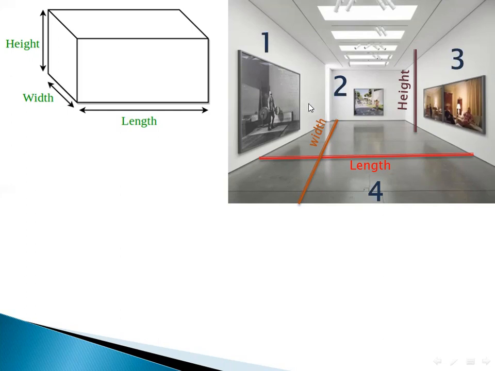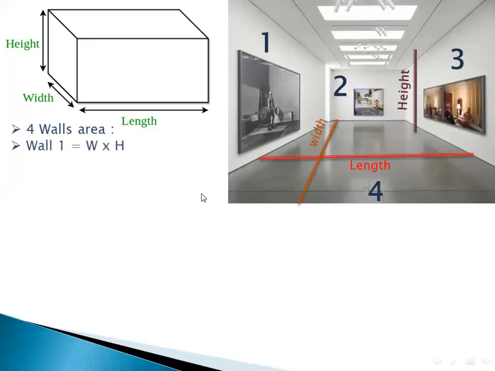In the first wall, my two dimensions are width and height. And of course, wall 3 will have the same dimensions, which are width and height. Wall number 2, my two dimensions are going to be length and height. And of course, wall number 4 is going to have the same dimensions, which are length and height. So to get the lateral surface area, I'm going to add the areas of these four walls.